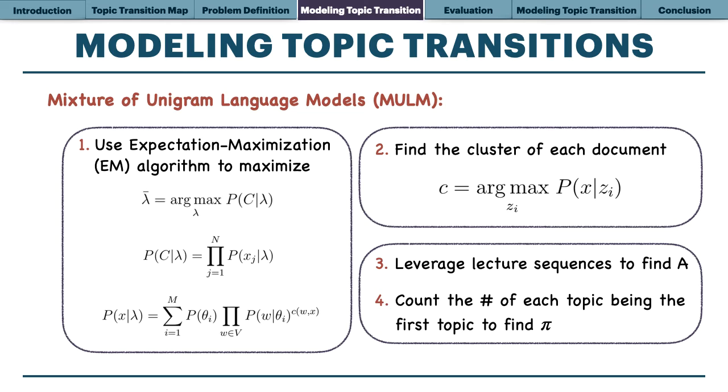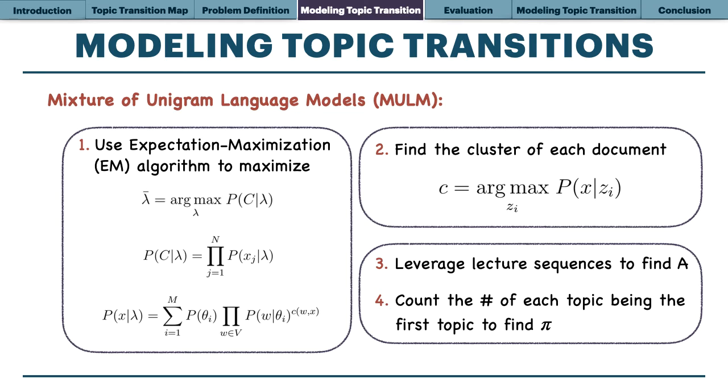The second method is a mixture of unigram language model, and it is a generative probabilistic model that has been used for document clustering. To generate a document, we need first to pick a topic, theta, for the lecture, and then generate all the words in the lecture using that topic. The idea here is to use expectation maximization to find topics, which is the matrix B, and here theta I is just a vector in this matrix. Then we cluster lectures by choosing the cluster that maximizes the likelihood of the lecture.